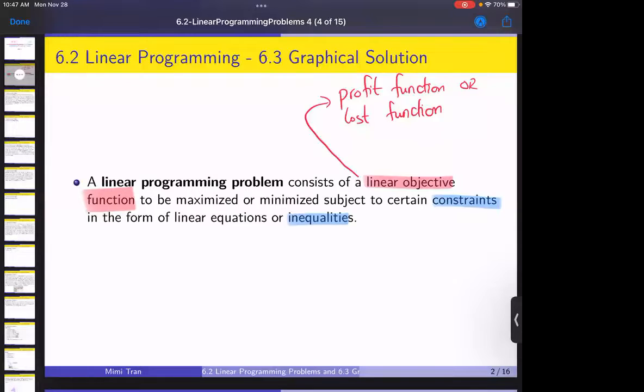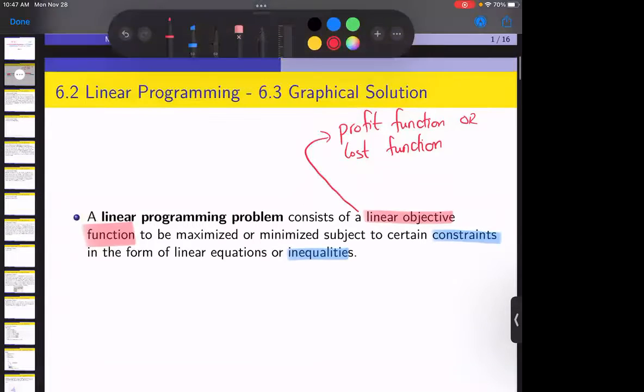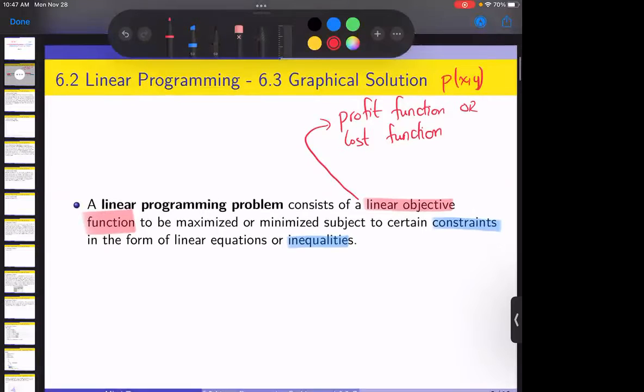So to set up a linear programming problem, it consists of the linear objective function, which is a profit function, denoted P of x, y, a function that depends on x and y. Or sometimes people just write P. It's kind of like f of x, but a lot of times we just write f. Or the cost function is C of x, y, or just C.